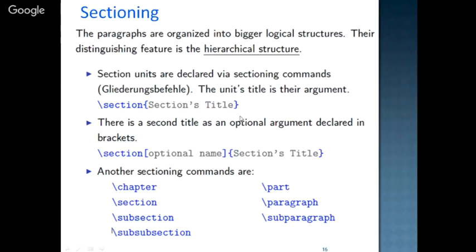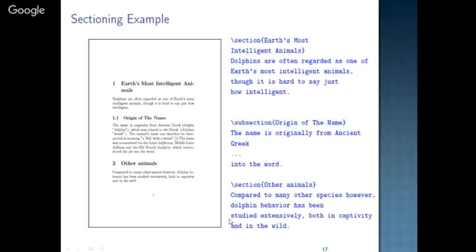Then come sections. For a section, the command is \section. Then in curly braces, you write the section title. Also, there are some other commands. You can have subsections, subsubsections, then you can have paragraphs, subparagraphs, chapters. So this is the example.